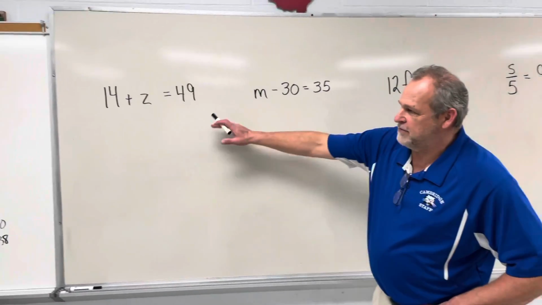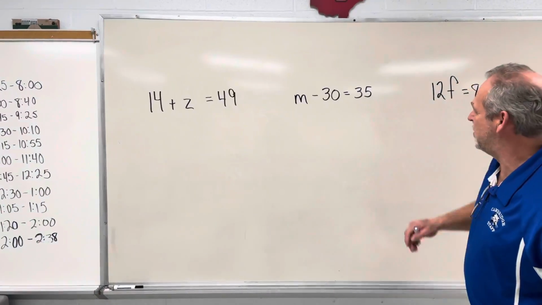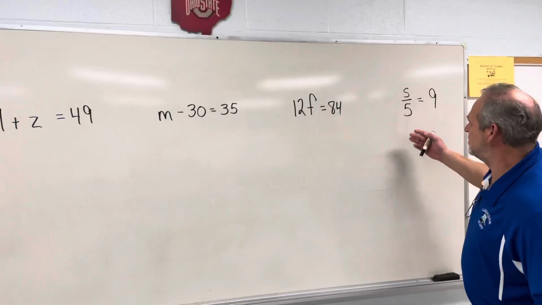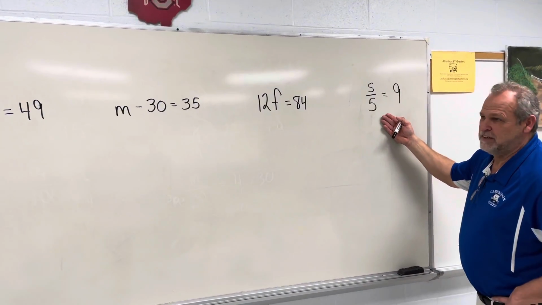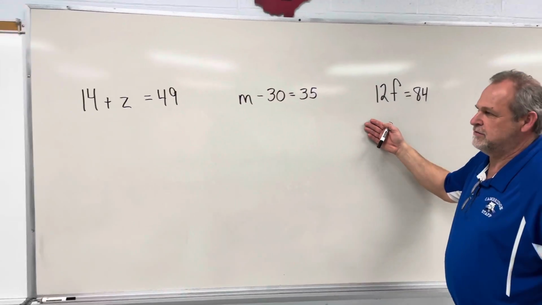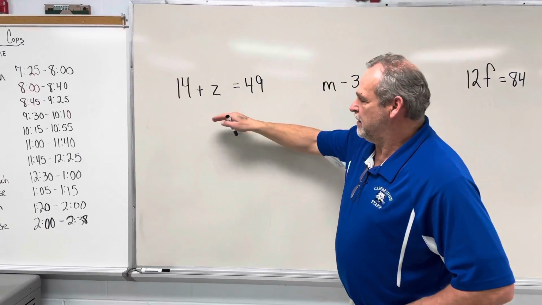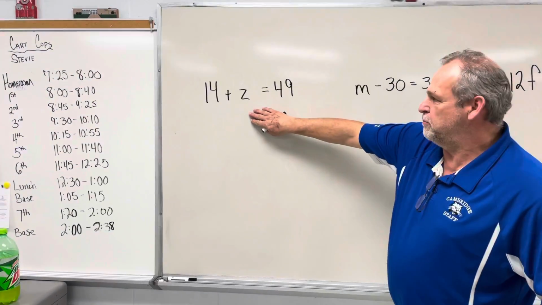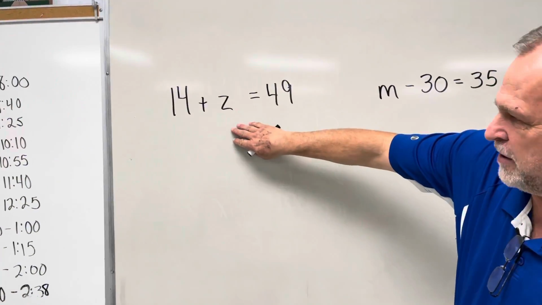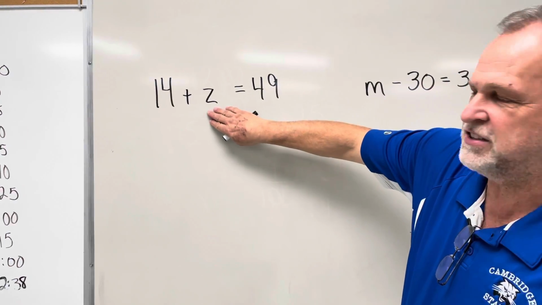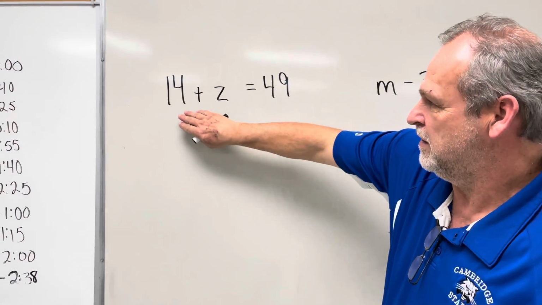You notice that we have an addition equation, a subtraction equation, a multiplication equation, and a division equation. So we'll go ahead and start with the first one. And if you notice here, the variable's in position 2. Okay, which means the variable is coming second. It's coming after the number.